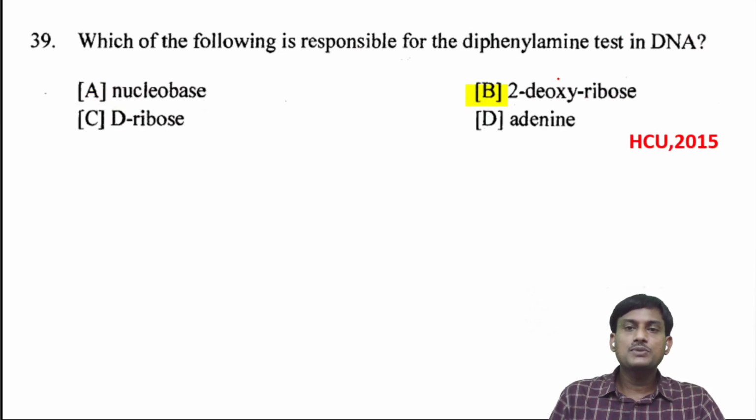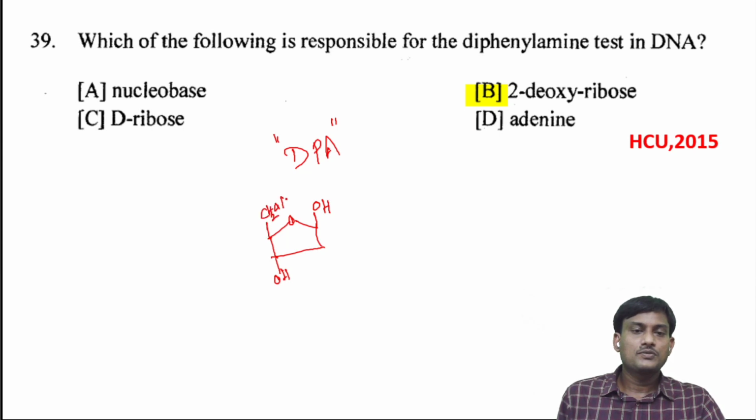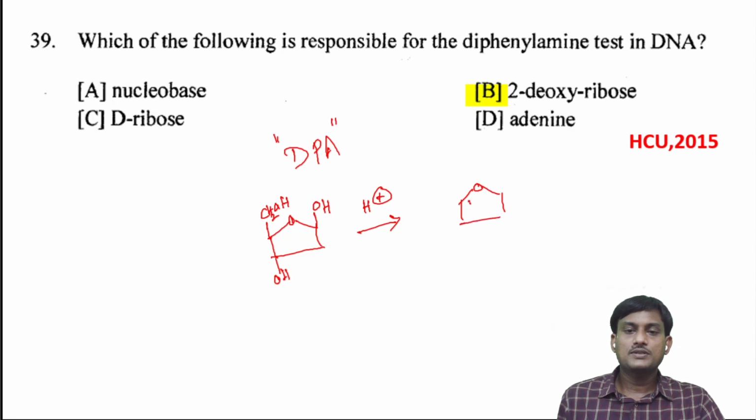Which of the following is responsible for the diphenylamine test in DNA? The DPA test, the diphenylamine test, is exhibited by DNA due to having 2-deoxyribose, which is present in the DNA. When you treat it with sulfuric acid, H plus, there is a formation of furfural.